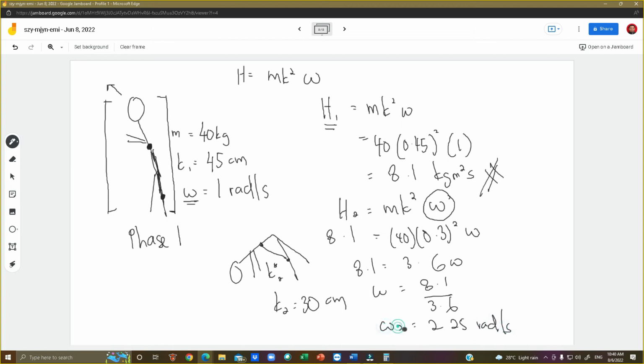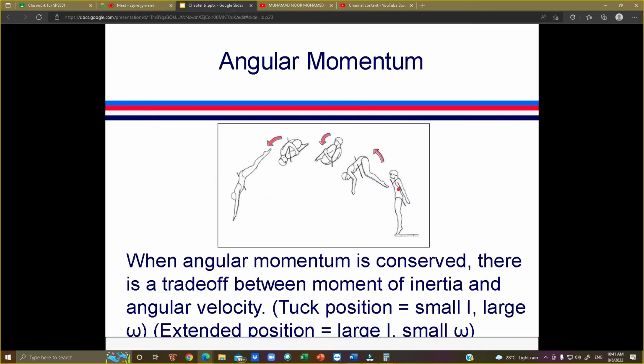This is omega 2. This is omega 1. That is the change that is going to happen throughout angular momentum cases. Okay, if the K is larger, the omega is going to be smaller. If the omega is larger, the radius of gyration is going to be smaller. These are angular momentum conservation. So for every single action here, the angular momentum is 8.1, 8.1, 8.1, 8.1, 8.1.